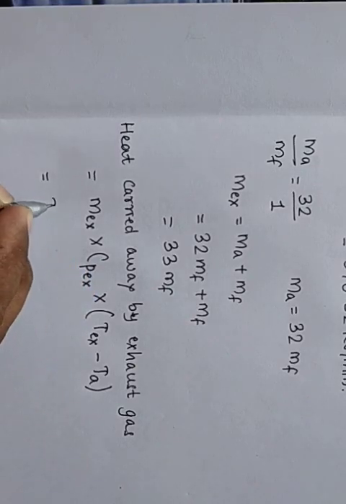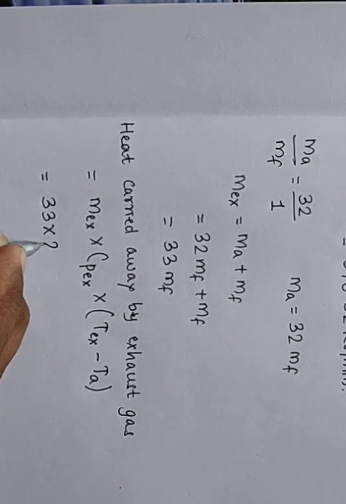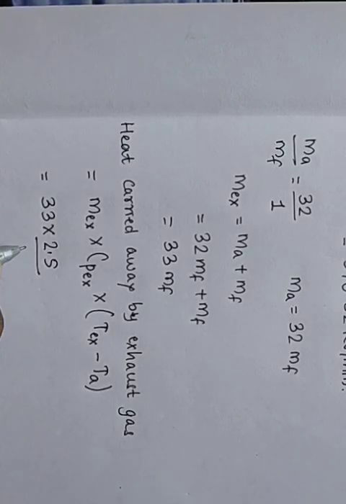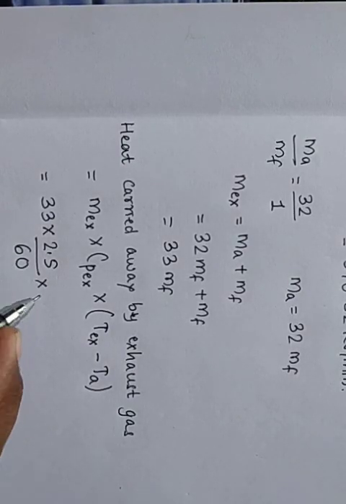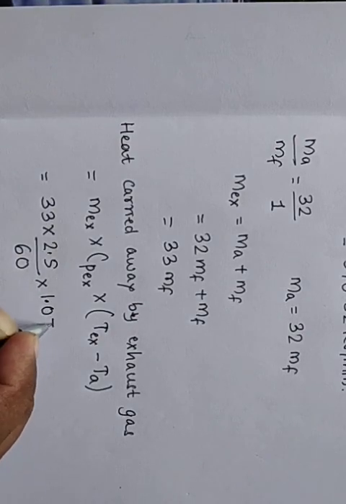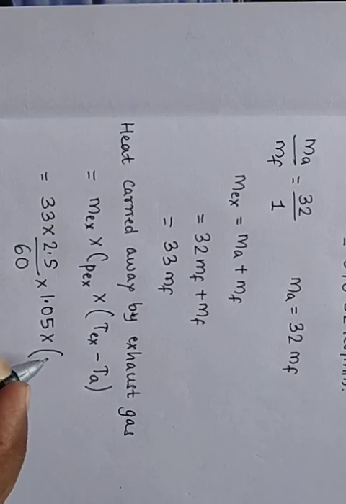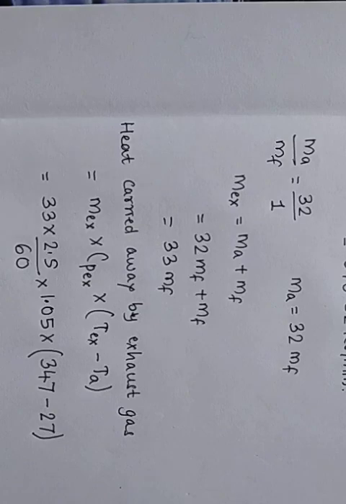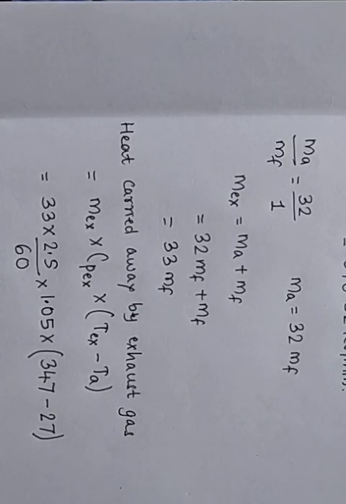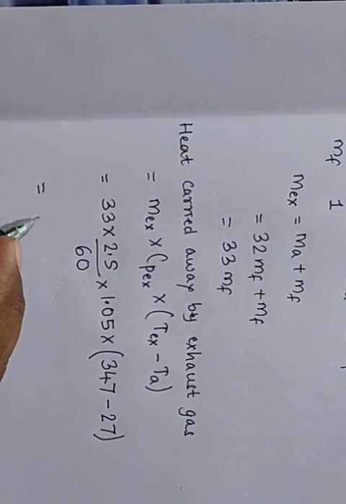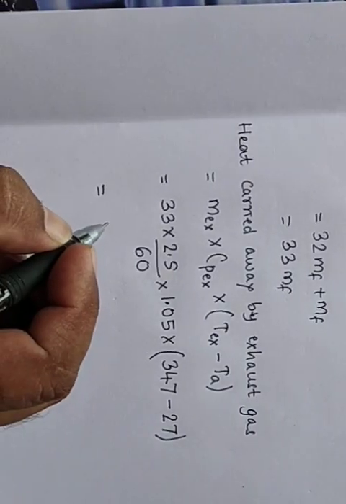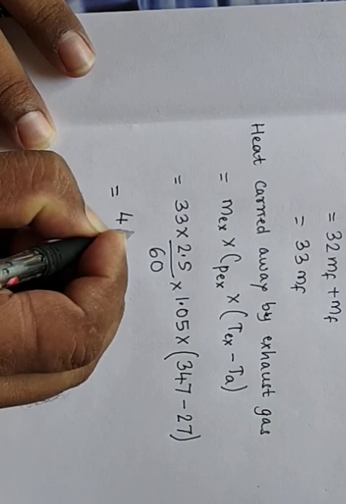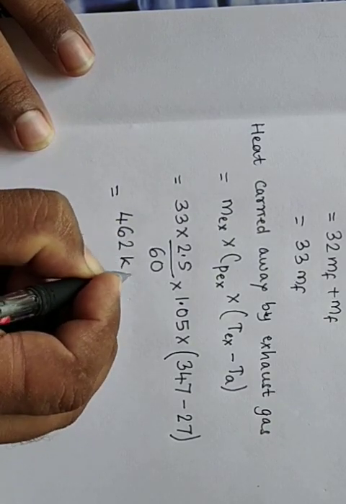So mass of exhaust gas is 33 into mass of fuel, that is 2.5 kg per hour. So divided by 60, you will get per minute, into Cp, which is given to us, 1.05, into exhaust gas temperature of 347 degrees centigrade minus ambient temperature, which is the room temperature of 27 degrees centigrade. So calculate the value of heat carried away by exhaust gas. It will be equal to 462 kilojoules per minute.